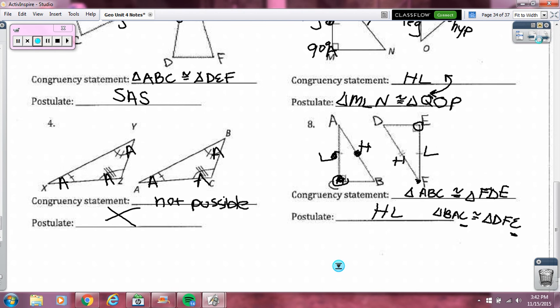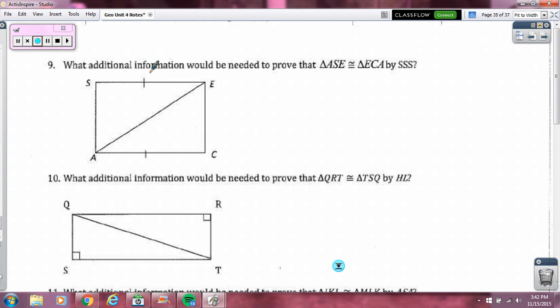Alrighty, feeling pretty good. We're going to move on, take it up a notch. So what additional information would be needed to prove that triangle ASE is congruent to triangle ECA by side, side, side? Alrighty, cool. So let's talk about first, we already know that they have one side in common. They also are going to share this middle side.